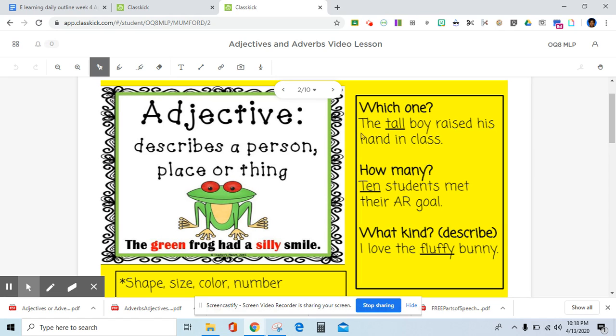For example, the tall boy raised his hand in class. It's describing which boy we're talking about. We're talking about the tall boy. It can tell how many. 10 students met their AR goal. It tells how many students. 10 is the adjective. It can tell you what kind, or it can describe it. I love the fluffy bunny. Fluffy is describing the bunny.